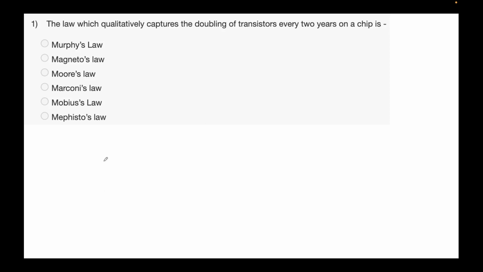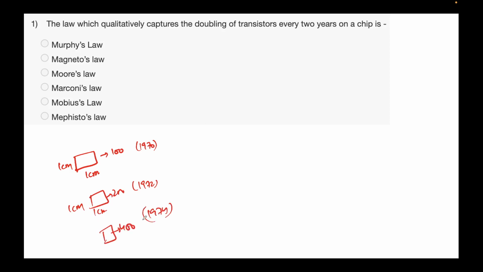So let's break down this question. Let's say this is a chip of 1 cm cross 1 cm. Let's say I have 100 transistors on it in, let's say, 1970. All right, this is a hypothetical example, just for the sake of discussion. And let's say in 1972 on the same chip, 1 cm cross 1 cm, this becomes 200, and in 1974, the same area chip, this becomes 400. So what is this law called?